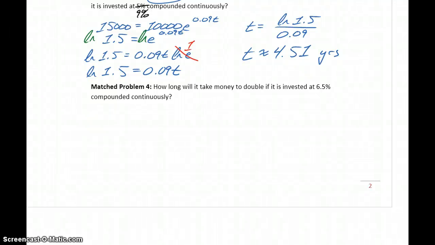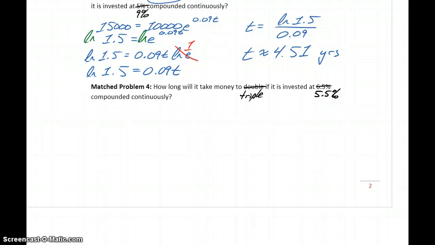In math problem 4, we're curious how long it will take money to triple. Again, I've got a couple of typos in here. How long will it take money to triple if it's invested at 5.5% compounded continuously?